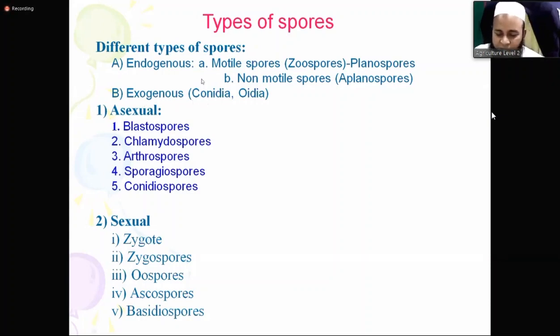Outside or directly. So no structure develops, or they have no structure covering the conidia or oidia. So two types: conidia and oidia. Oidia is for a special group of fungi.